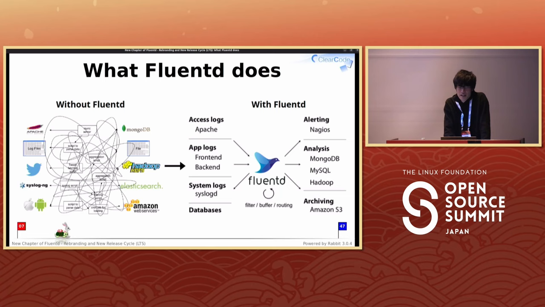But Fluentd solves it. Fluentd is a unified logging layer and organizes data processing. Fluentd can do a whole set of things that are important for data processing: collecting, filtering, formatting, buffering, routing, and sending. As you can see, data collection will be very simple with Fluentd.